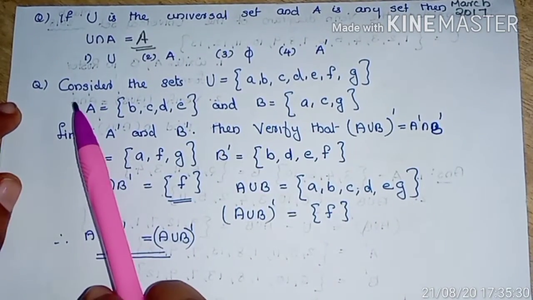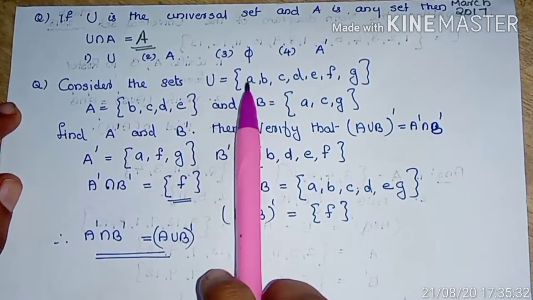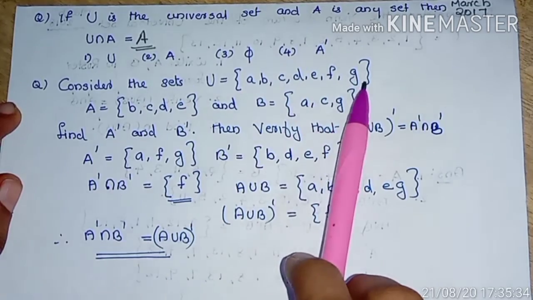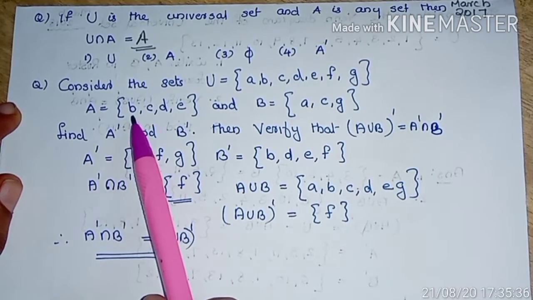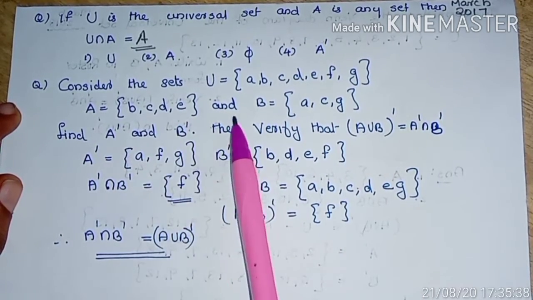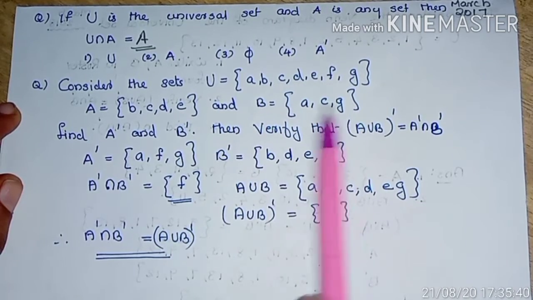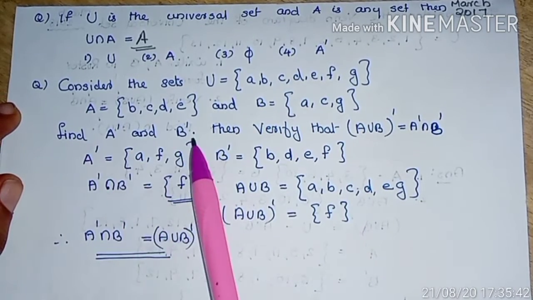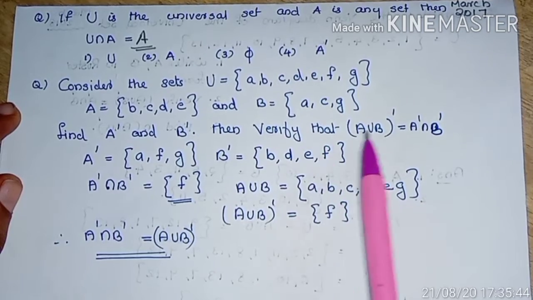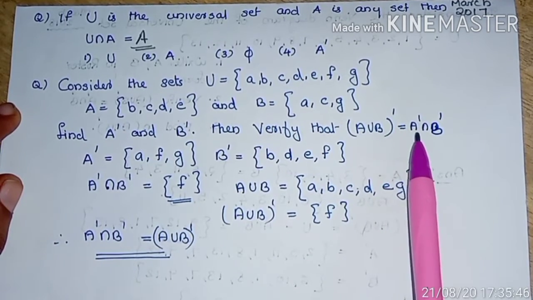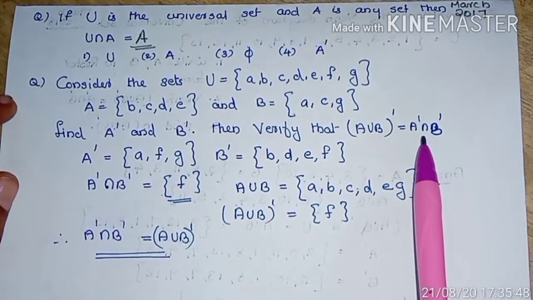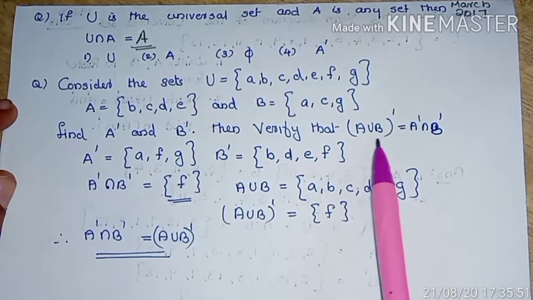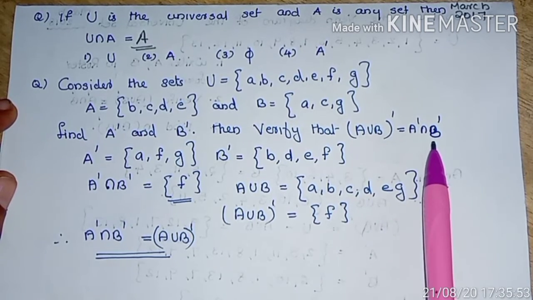Next question. Consider this set. U is equal to set {A, B, C, D, E, F, G}. A is equal to set {B, C, D, E}. B is equal to set {A, C, G}. Find A' and B'. Then verify that (A ∪ B)' equals A' ∩ B'. De Morgan's law. We know that (A ∪ B)' equals A' ∩ B'.